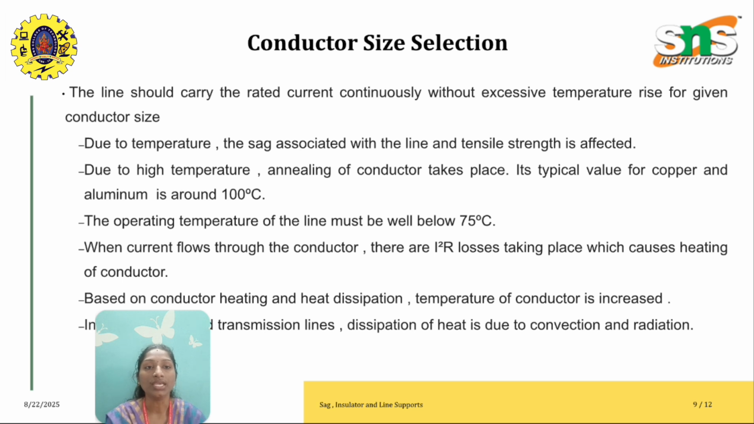Coming to the conductor size selection, based on temperature, there is the sag associated. Sag is like this: when we have a transmission line between two poles, after some time we will have a U-shaped structure, which we call sag. Why that sag occurs is based on the pressure applied on the transmission line. We don't cover any transmission line. For example, if we see any high voltage transmission lines, they are not covered. Yes, they are in free space.